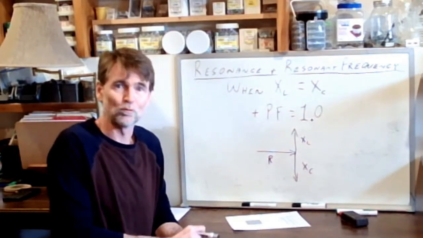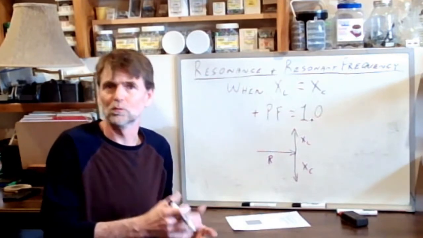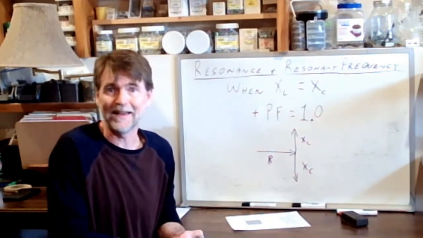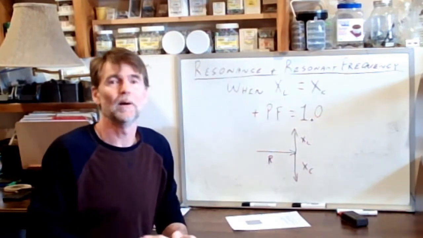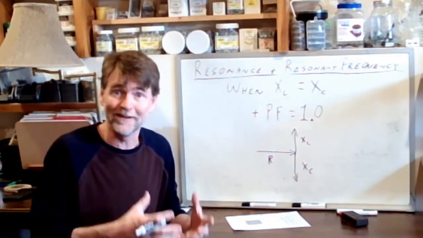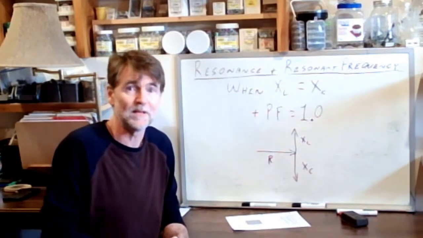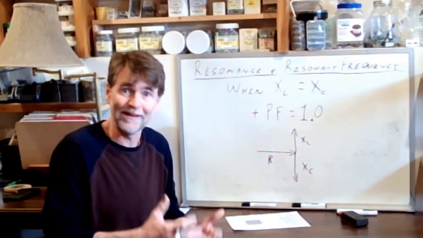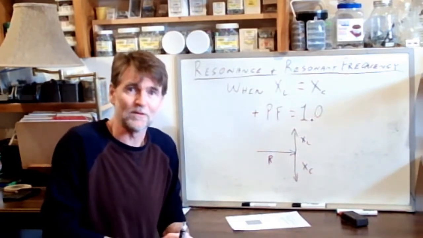This lesson is about resonance and resonant frequency. If you were to Google resonant frequency, you would probably get a lot of information about sound and sound waves. But AC power is also a waveform, and so we can talk about resonance within an AC power supply or an AC circuit as well. So what does it mean to say that our circuit is resonant?